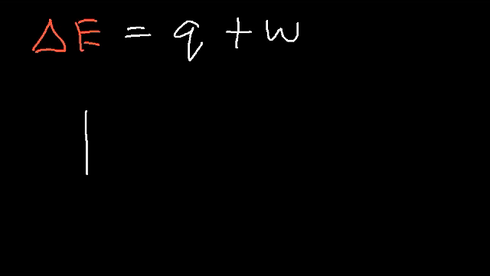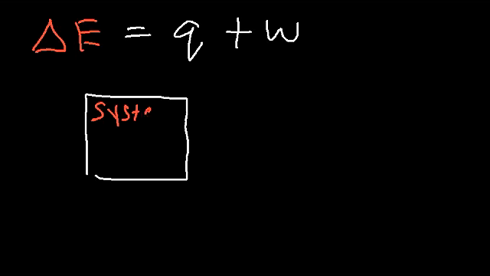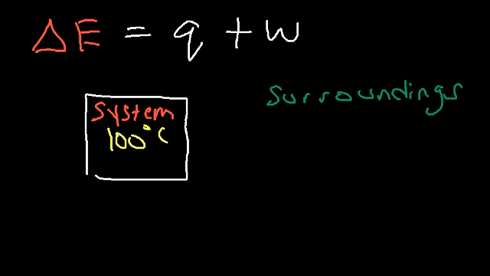So here's a question for you. Let's say inside the box represents the system, and anything outside the box is the surroundings. Now let's say the temperature of the system is 100 degrees Celsius, but the surroundings is only 50 degrees Celsius. Well, actually, let's say 25. Now, will Q be positive or negative?